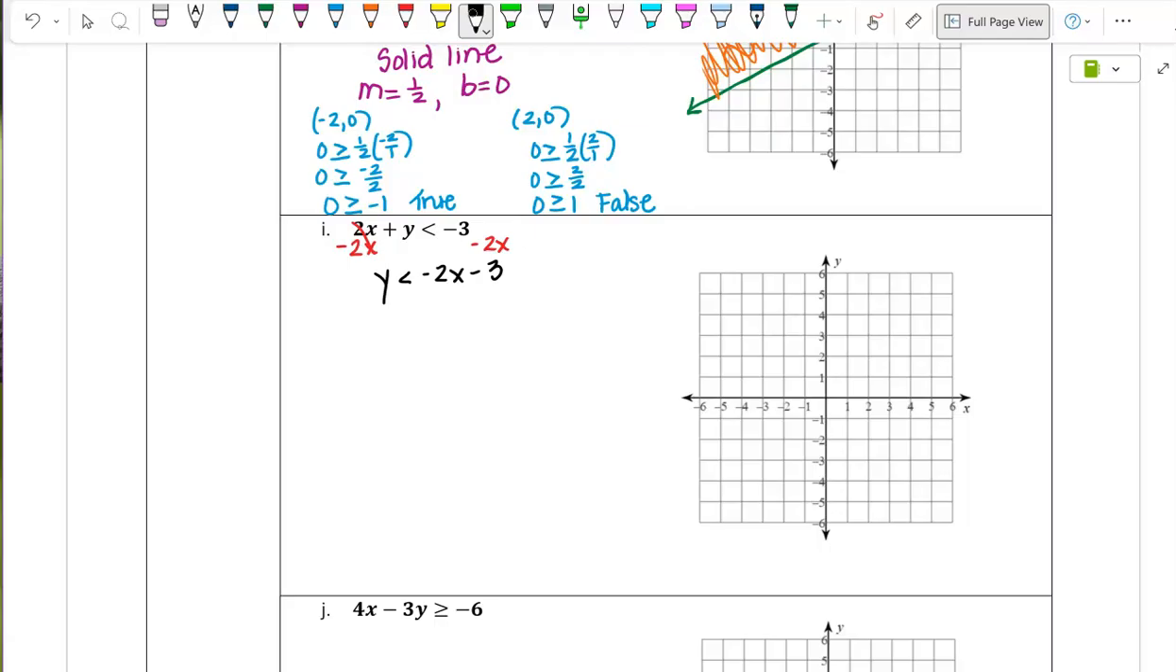So we're ready to start in on, is this a solid line, a dashed line? What are my slope and my y-intercept? Again, this is just a less than. So this is going to give me a dashed line. My slope here is -2, and my y-intercept is -3. So that's enough information for me to graph the line.